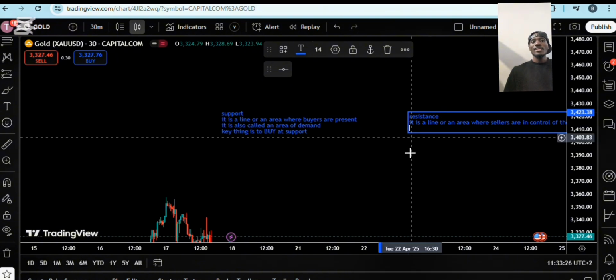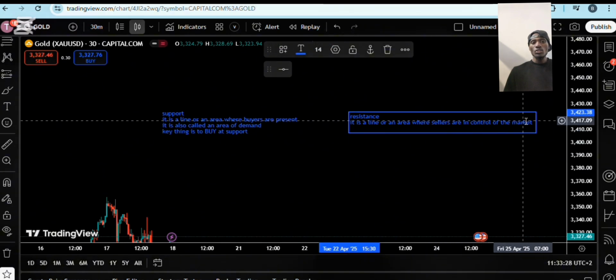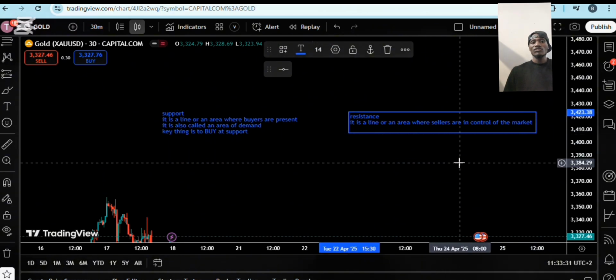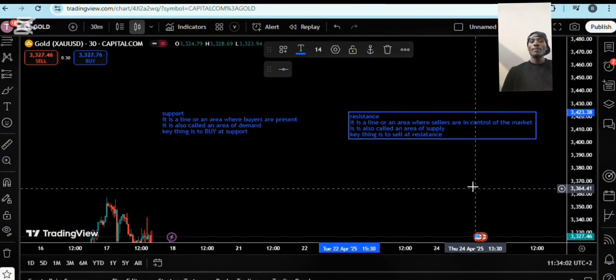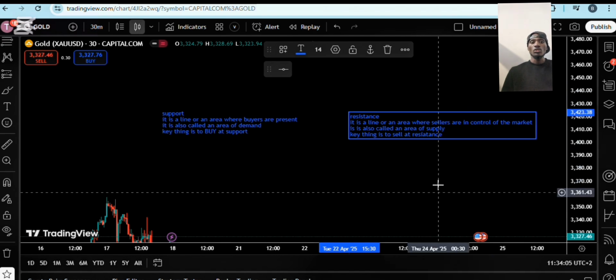A resistance is called an area of supply. Like I said, a resistance is the opposite of a support. So if a resistance is to the right, a support is to the left. The key word at a resistance is sell. You want to be selling at a resistance because sellers are in control at a resistance. You want to be selling and expect the price to go down.